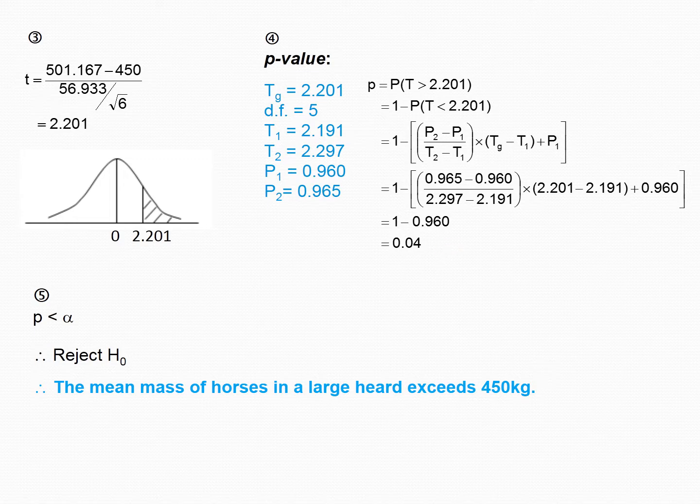If you compare that to your significance level in step 5, p will be less than alpha, so we can reject the null hypothesis according to our decision rule. So we can conclude that the mean mass of horses in a large herd will exceed 450 kilograms.